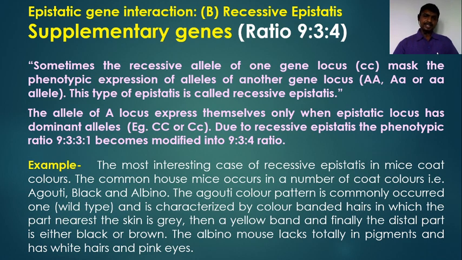This coat color pattern is due to recessive epistasis. So here we are going to study these supplementary genes with the help of an example of mice coat color. There are three coat colors: agouti, black and albino. Agouti color is characterized by color banded hairs. The part of the hair nearest to the skin is grey, then a yellow band, and finally the distal part of the hair is either black or brown. The albino mouse totally lacks pigment, so it is white in color, with white hairs and pink eyes.